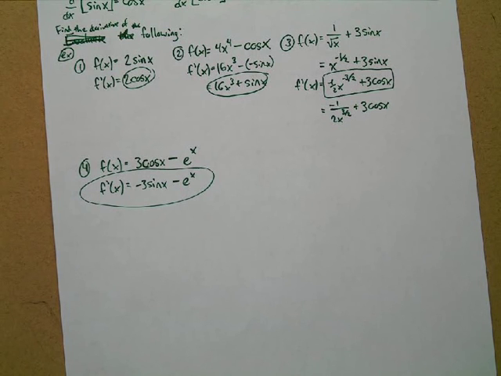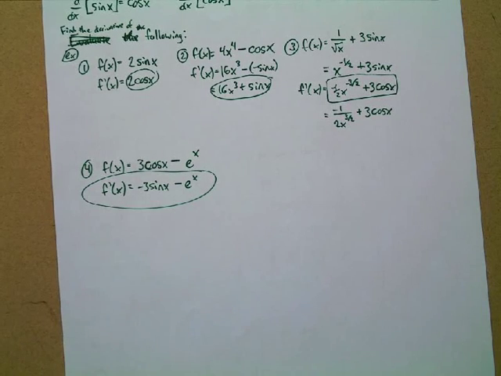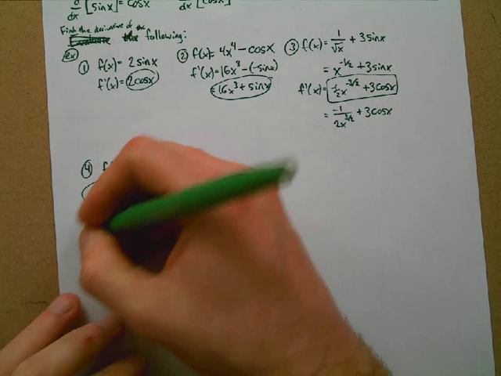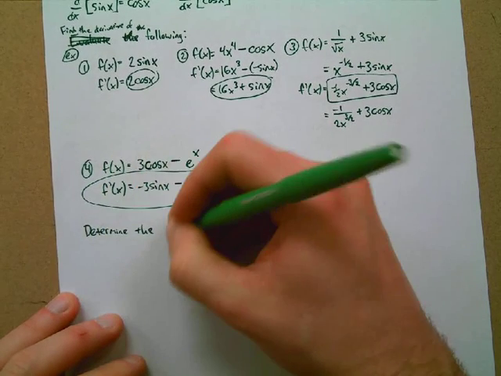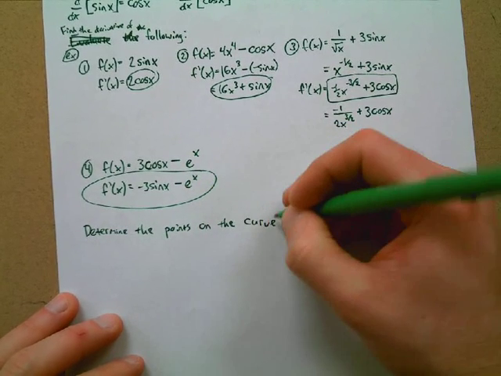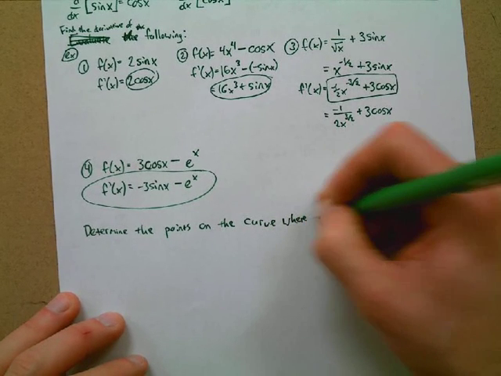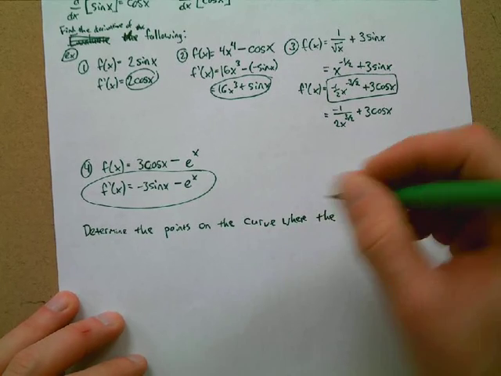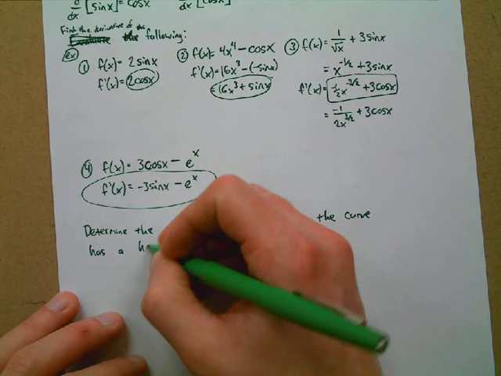Let's do one more question here. This is a bit of a different question, so I'm going to change the directions up here. The directions now: I want us to determine the points on the curve, or function if you want to think about it, where the curve has a horizontal slope. Okay, so we want to determine the points on the curve where the curve has a horizontal slope.